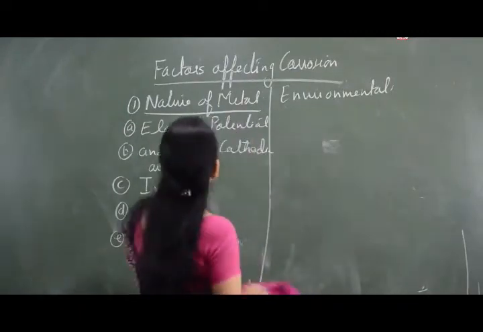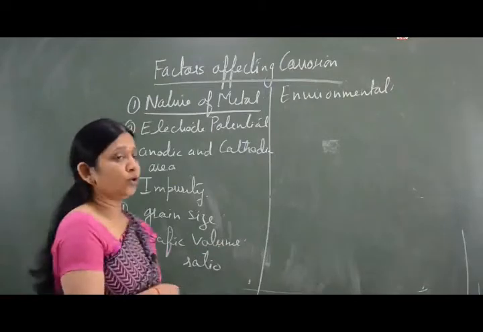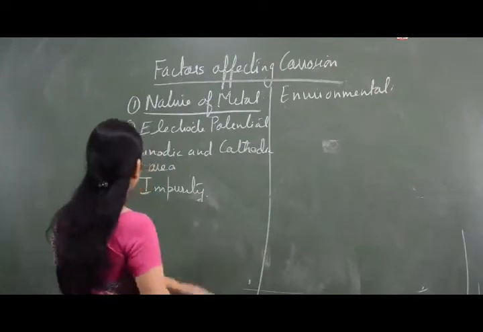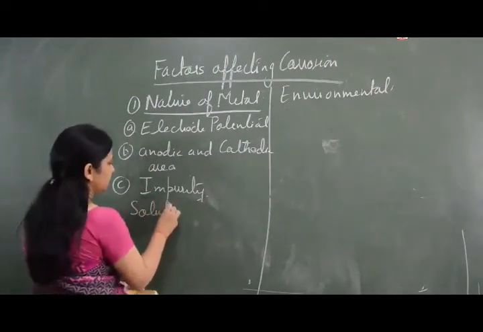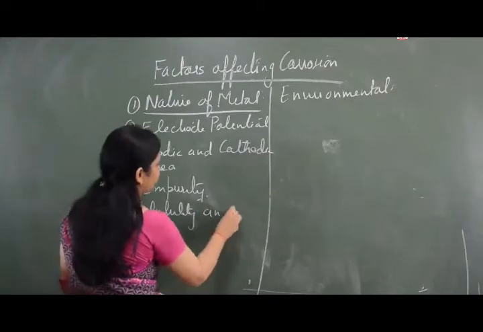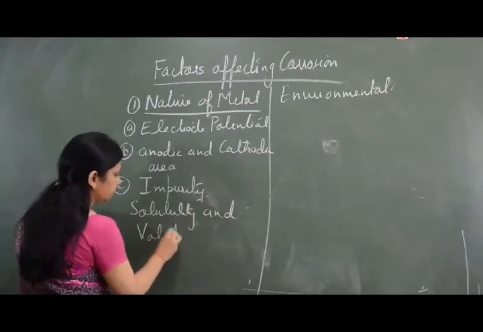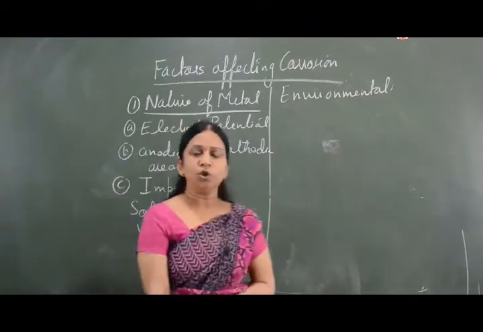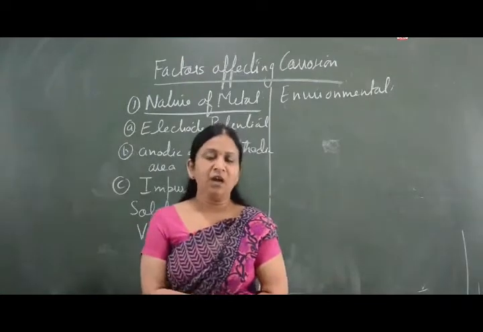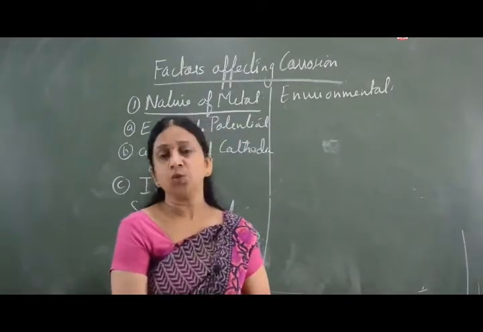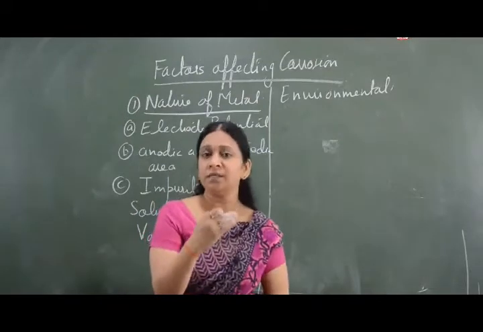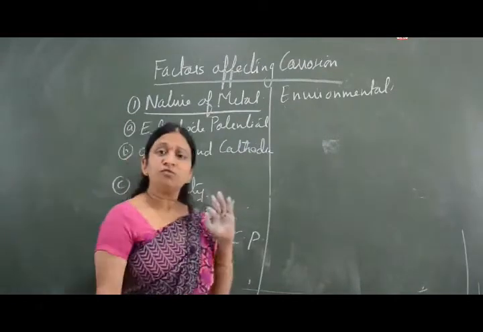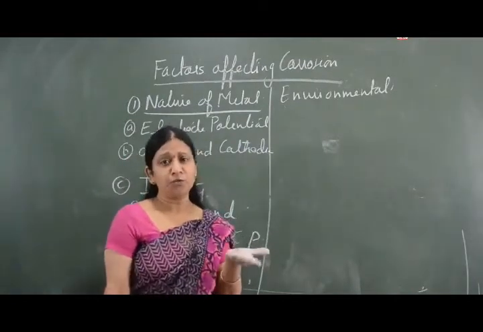Then the next factor which will decide the rate of corrosion is solubility and volatility of the corrosion product. The corrosion product is this metal oxide layer. If the metal oxide layer is soluble and volatile, then it is going to enhance the rate of corrosion. So these are some of the factors based on the nature of metal which are going to enhance the rate of corrosion.